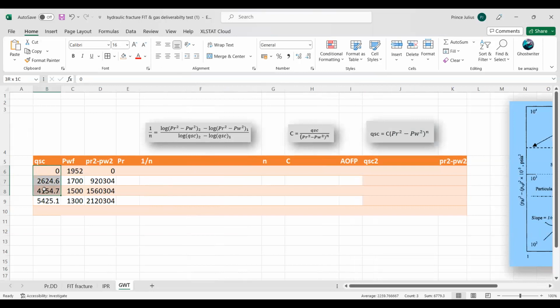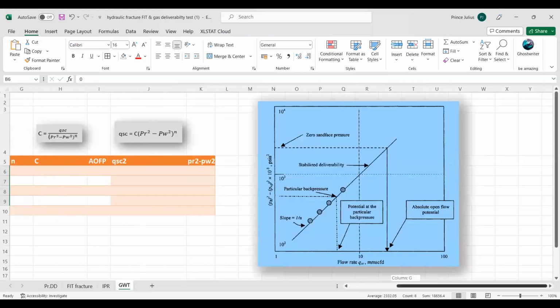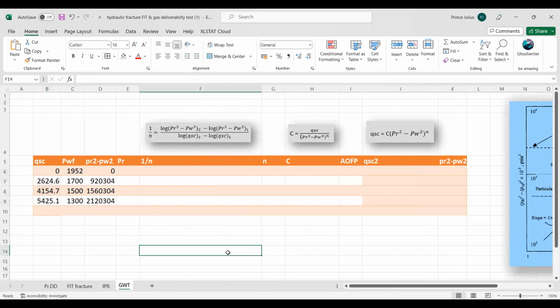So we have 4 points starting with 0, and we have another flow rate, for that this is the pressure, another flow rate, that is the pressure, and for the third point we have a pressure. So we actually have 4 different points. Based on this, we need to construct this equation. And moreover, we need to get the value of AOFP.